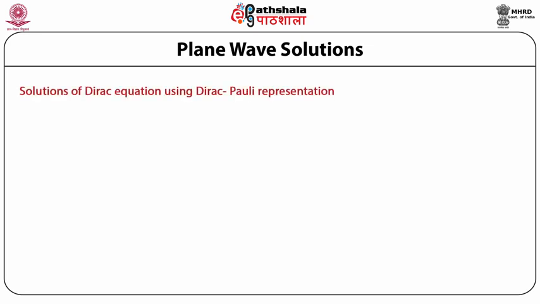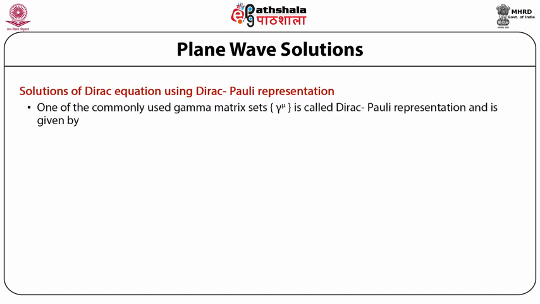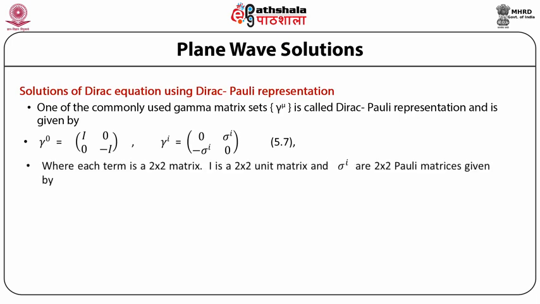The solution of the Dirac equation using the Dirac-Pauli representation. The Dirac-Pauli representation is γ^0 equals (1, 0; 0, −1). γ^i equals (0, σ^i; −σ^i, 0), where each term is a 2 by 2 matrix. I is a 2 by 2 unit matrix, and σ^i are the 2 by 2 Pauli matrices given by σ^1 equals (0, 1; 1, 0), σ^2 equals (0, −i; i, 0), σ^3 equals (1, 0; 0, −1).